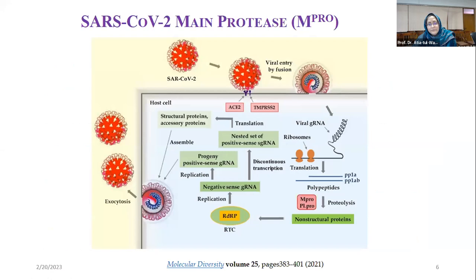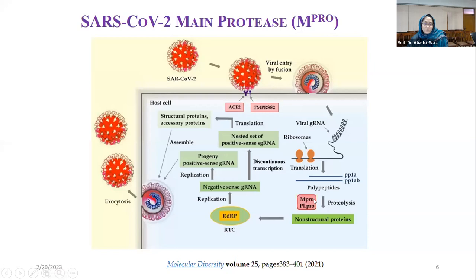I can show you here that after the translation of the viral RNA, there are two proteases, M-pro, the main protease, and PL-pro, the papain-like protease. These two proteases play a very important role in the proteolysis of the newly synthesized polyprotein. With this proteolysis, the non-structural proteins are generated that are used in different processes in replication and other vital processes, so that the new virion is generated and then liberated from the cell.